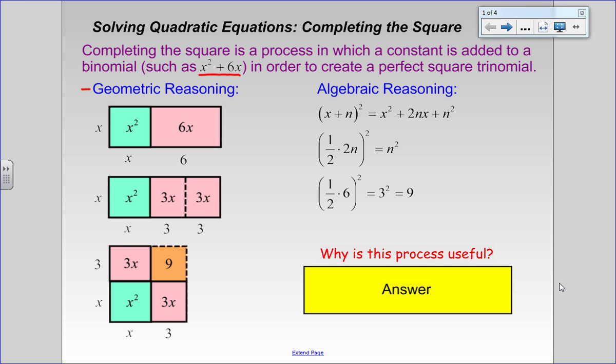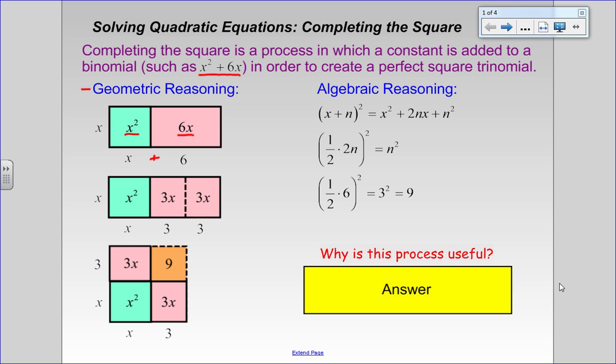Imagine a rectangle having an area equal to our binomial, x squared plus 6x. This rectangle would have a width of x and a length of x plus 6. And we could divide this rectangle into two smaller regions, a square region shown in teal that has an area of x squared, and a rectangular region shown in pink that has an area of 6x.